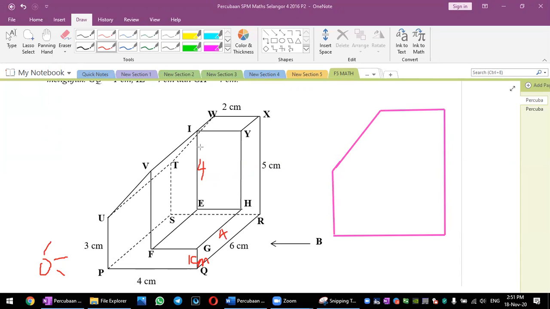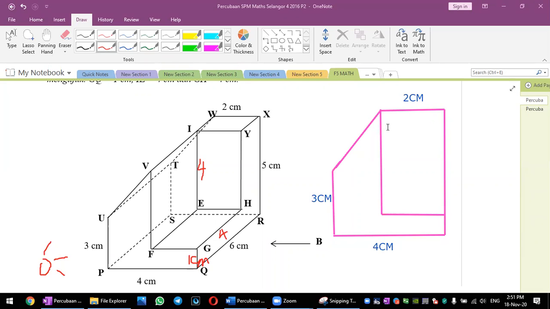Okay, lepas tu, tetapi sini ada kena lorekkan. So sini saya lorekkan macam ni. Looks like this. Okay, so now I give you the measurement. The measurement paling panjang sini 4 cm. This is 4 cm. And then sini WX 2 cm. Here is 2 cm. After that, sini tinggi 3 cm.